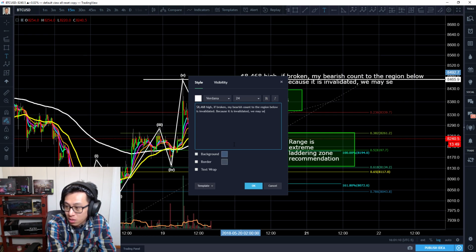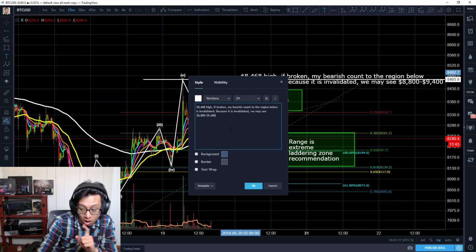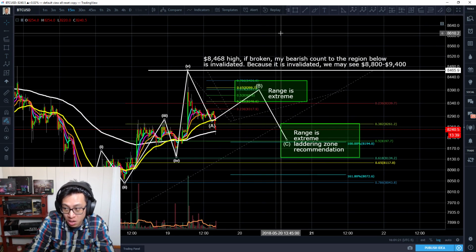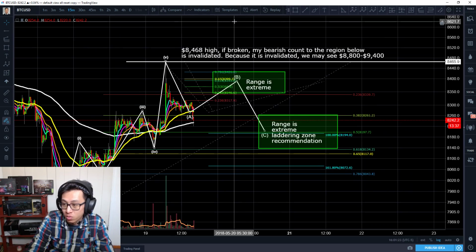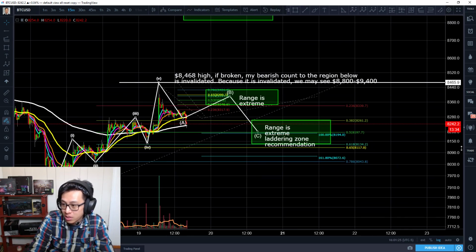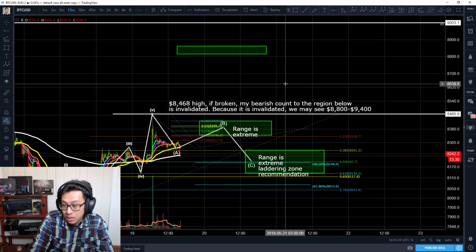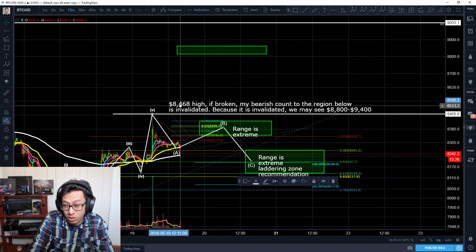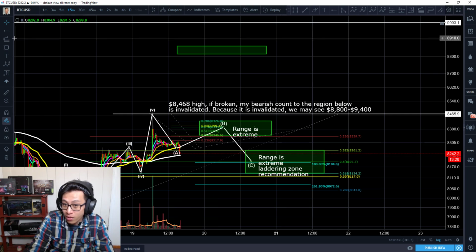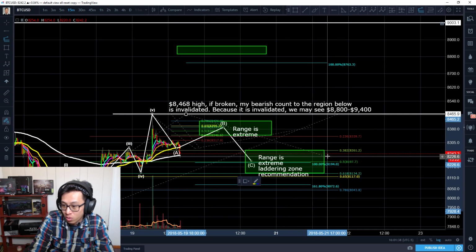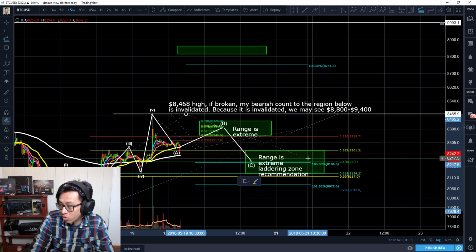we may see 8,800 to 9K range. That's the truth, okay? That's what I honestly believe right now. So this needs to be extremely understood, okay? So if this count is actually valid or invalid, it needs to actually break above 84.68, right? And here would be the target, like we talked about earlier. So we're just gonna go to right here.